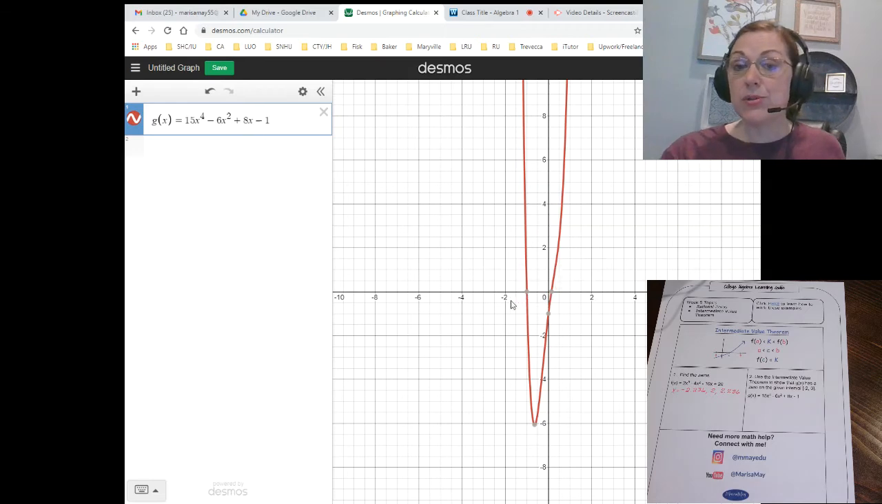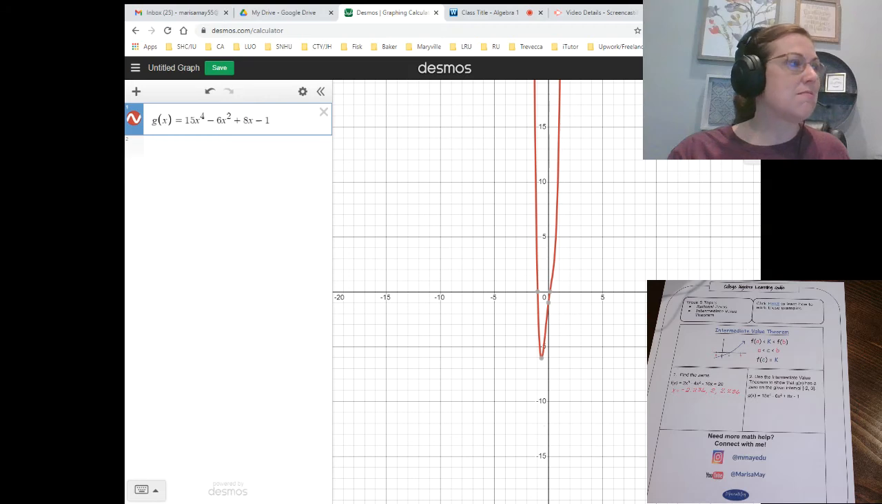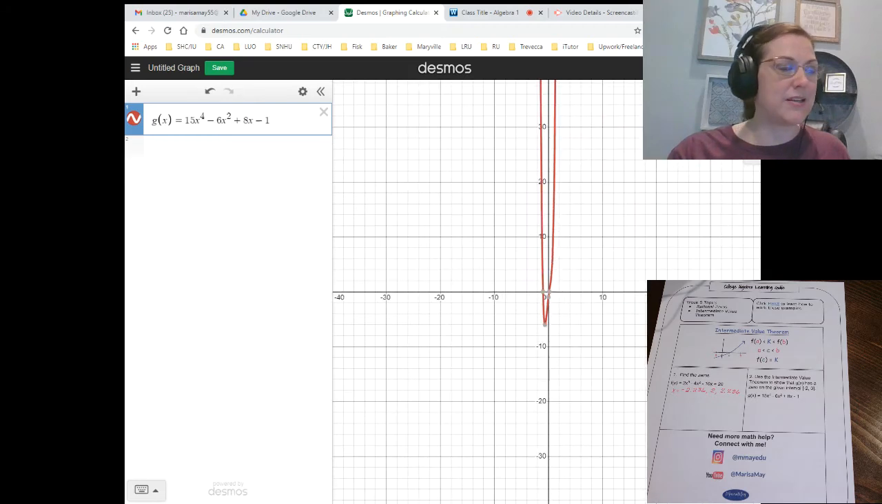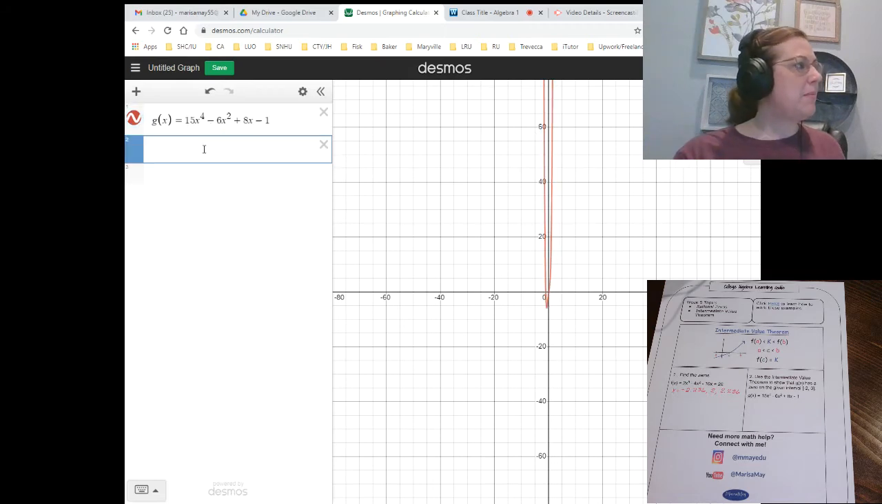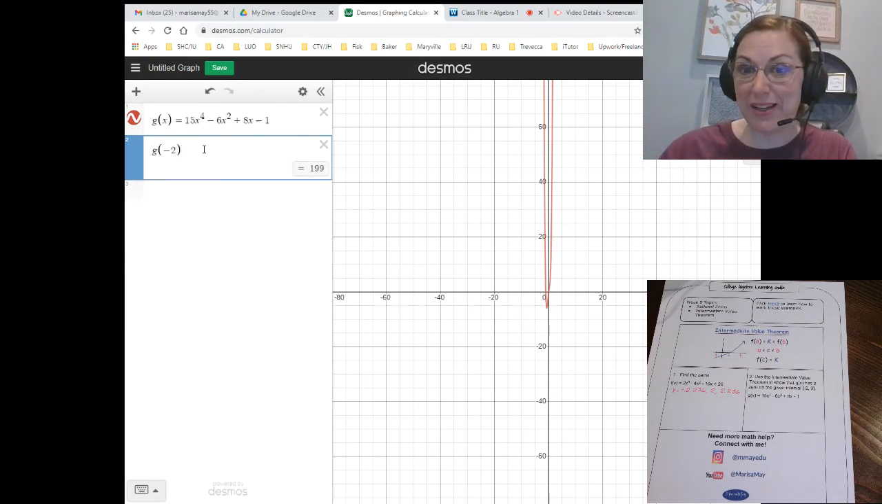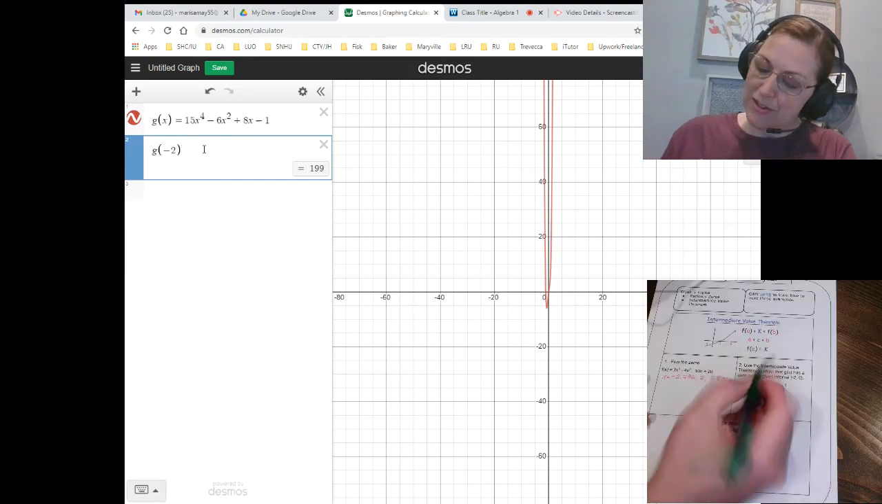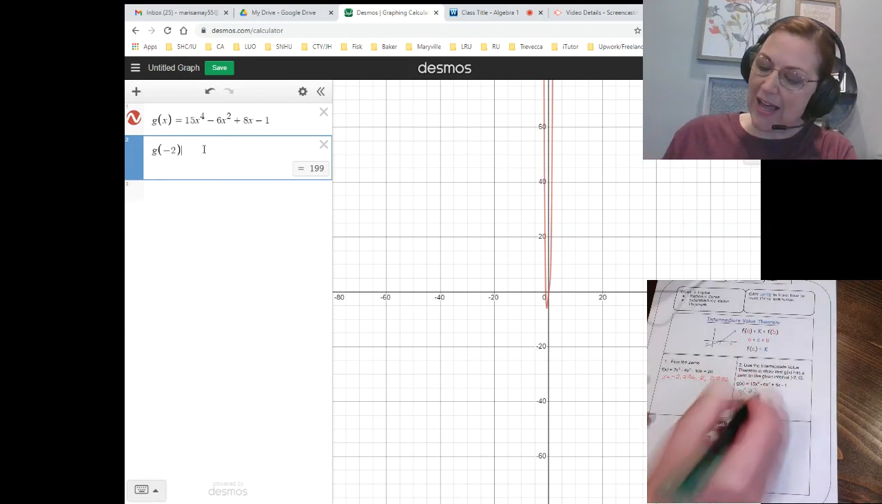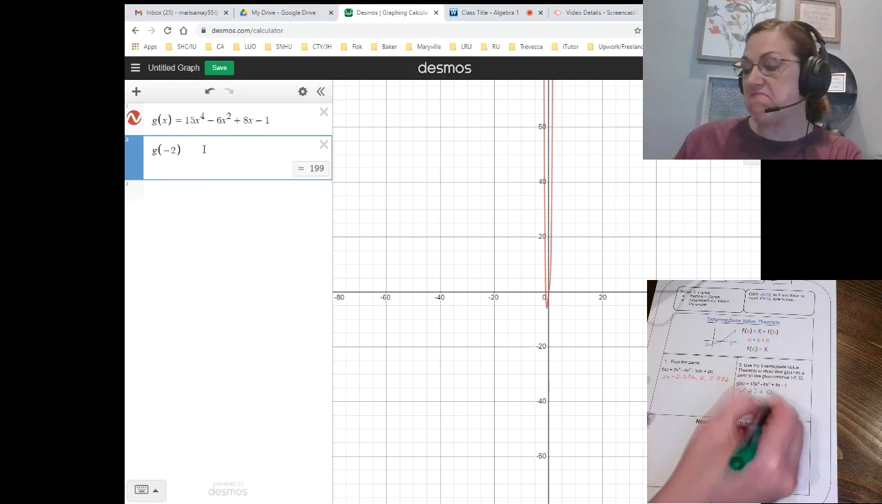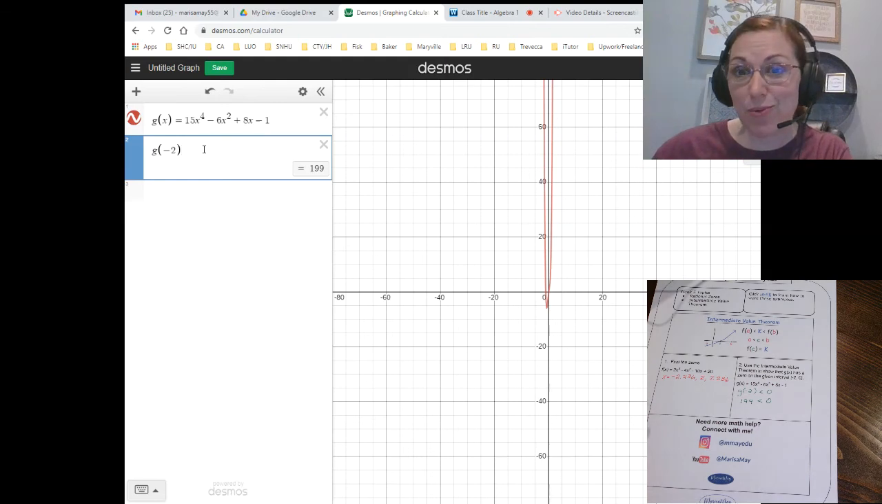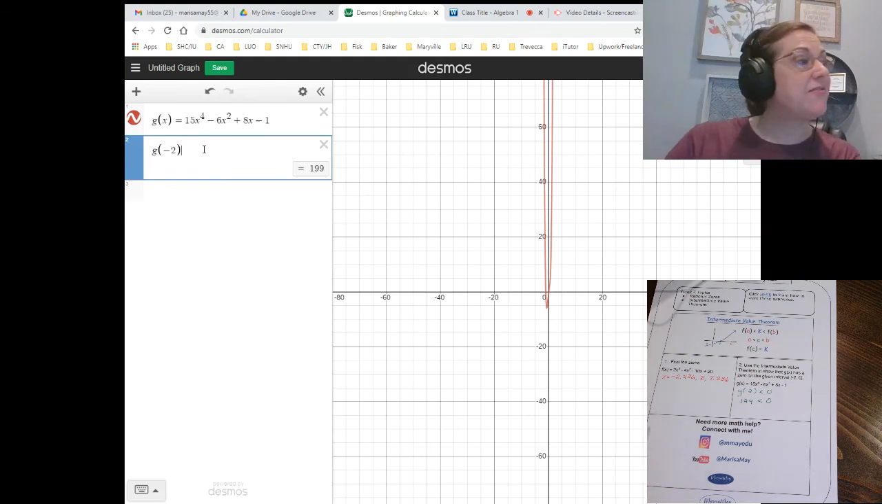Okay, so here's what we have to do. I have to see the y value at -2. So I'm going to zoom out. It's kind of far up there, isn't it? It's way up there. Okay, so I'm going to use my calculator here to find out that g of -2 is actually 199. So g of -2, I know is 199. And I need to show, okay, 0 is greater than that. And then let's find the y value at 0.